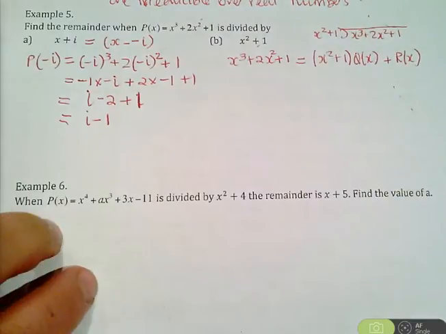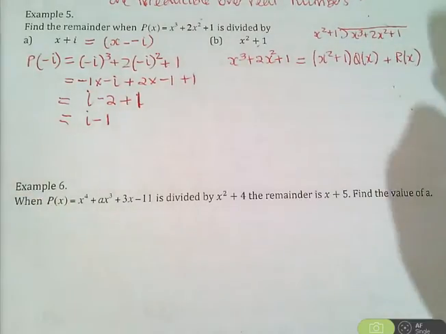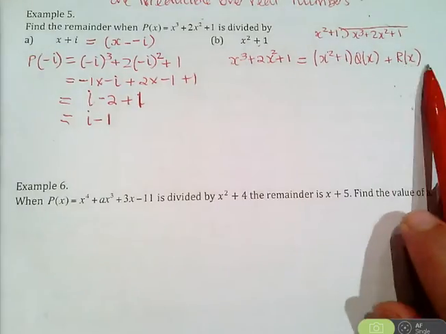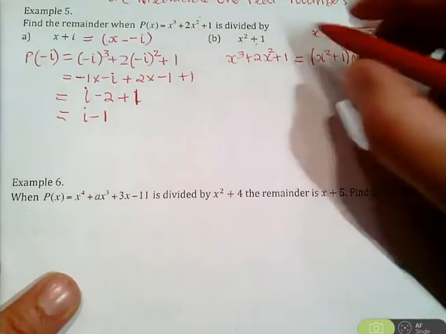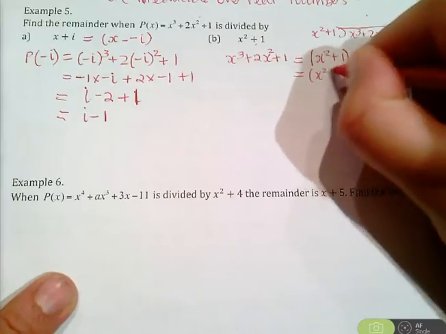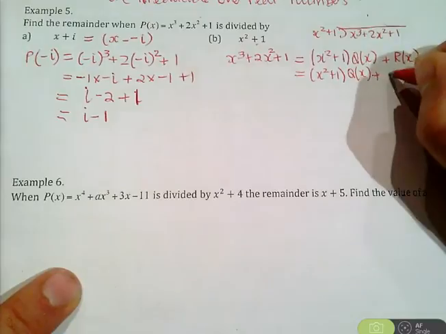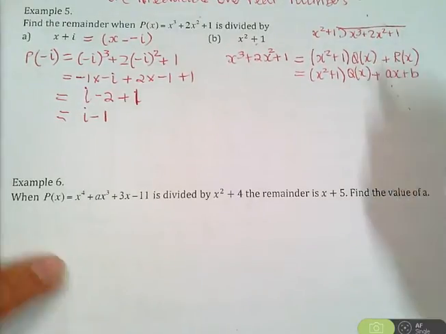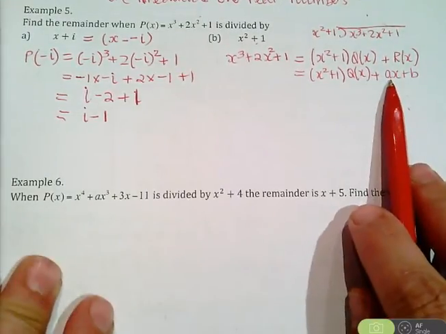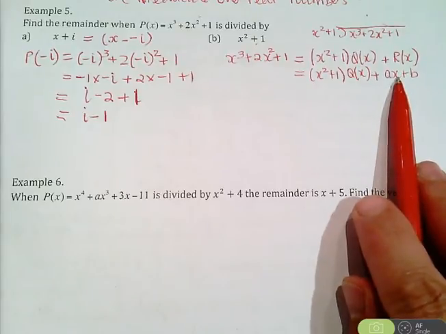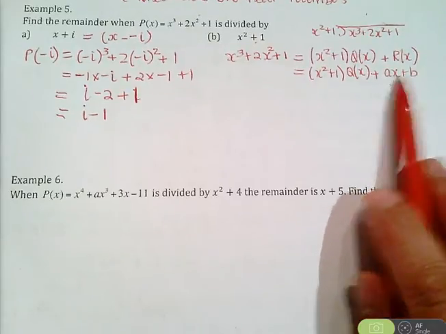Now we need to try and work out what our remainder here is, and I'm going to write this as x squared plus 1 times my quotient q of x plus the remainder ax plus b, because it could have a degree of 1.